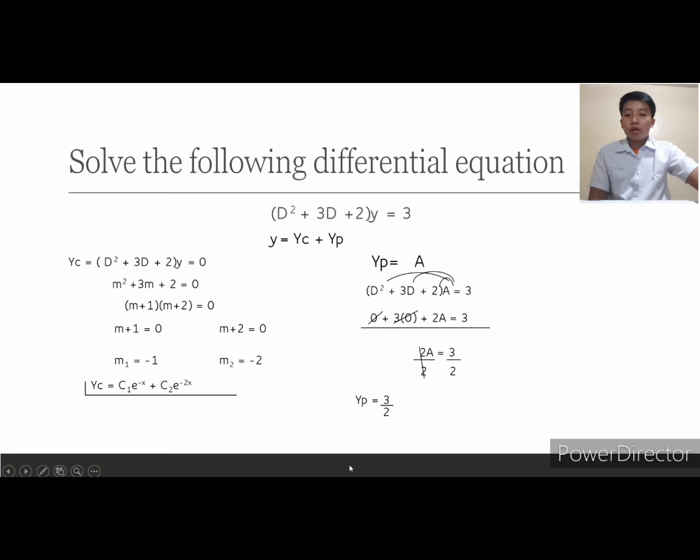And after po nun, ito na yung yp natin. So, ibalik lang po natin ang ating general solution, which is yung y = yc + yp. So, ang magiging final answer natin, since mayroon na tayong yc, i-rewrite na lang po natin siya ng ganito: y = c sub 1 e raised to negative x + c sub 2 e raised to negative 2x + yung ating yp na 3/2. So, ito na po yung ating final answer.